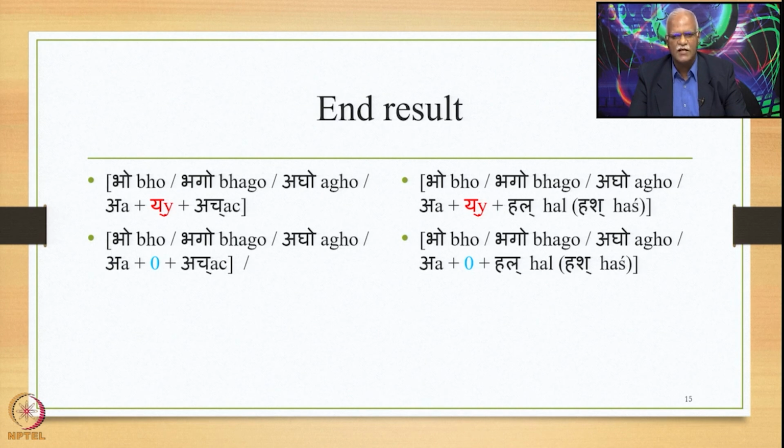So, as far as Lopashakalyasya is concerned, ach follows and there is optional deletion of Ya. And as far as Hali Sarvesham is concerned, in front of hal, the deletion is obligatory, accepted by all. So the end result of application of both these sutras, which state the substitution for ya, is this: if there is bho/bhago/agho/a plus ya plus ach, then ya gets optionally deleted. But if you have bho/bhago/agho/a plus ya plus hal, then this ya is permanently deleted.